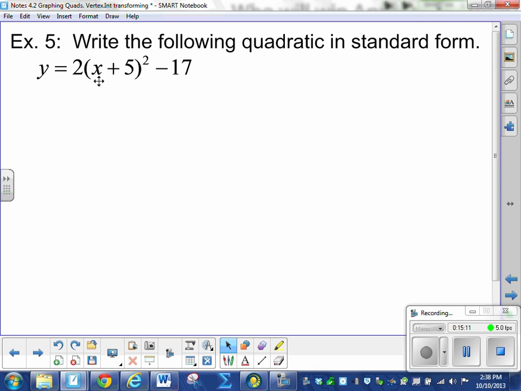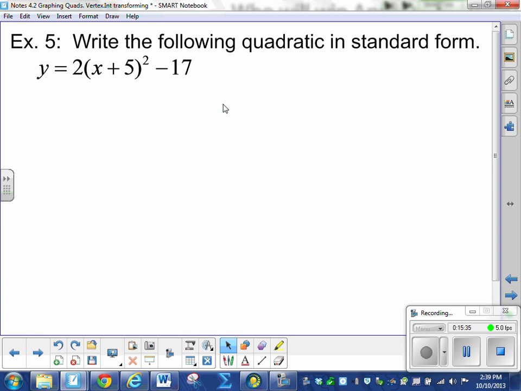So write the following quadratic in standard form, and now it's in vertex form. Order of operations says parentheses first. I can't combine these because they're not like terms, so I can't do the parentheses. Now keep in mind, parentheses does not mean multiply the 2 in. That's not the parentheses, that's multiplying. Multiplying comes later in the order of operations. So since I can't do anything inside of the parentheses, next I go to exponents, which is a squared.